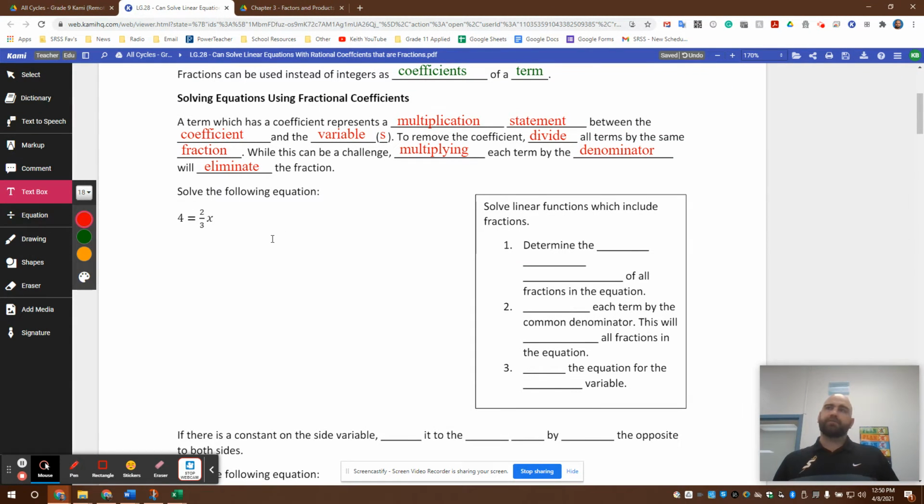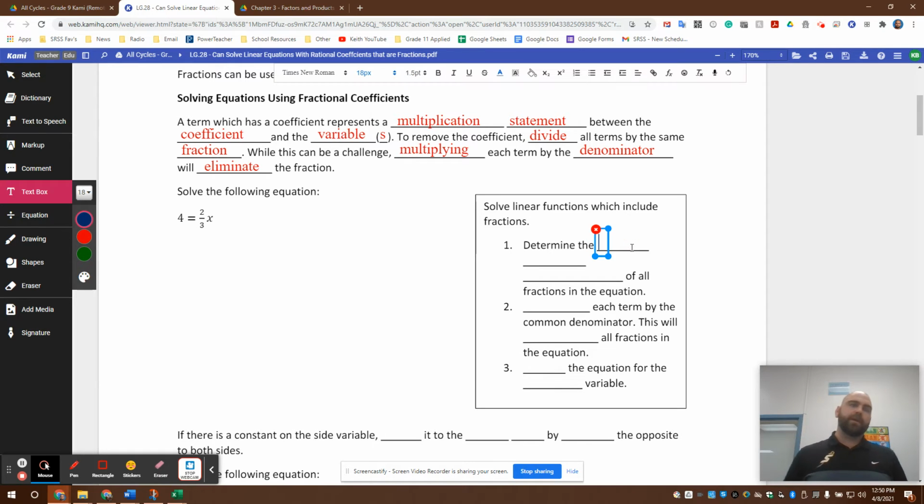So let's solve the following equation. We have 4 is equal to 2 over 3 x. When we talk about solving an equation, we're talking about solving for what value of x makes this work. Which value of x can we put in here so that this whole thing is going to work out? Now, the first thing we want to do is get rid of that fraction. That fraction is being multiplied to x, so we want to divide by that fraction. That can be a challenge, especially if we're not using calculators, or if your calculator doesn't have a fraction button, which we may or may not talk about in class.